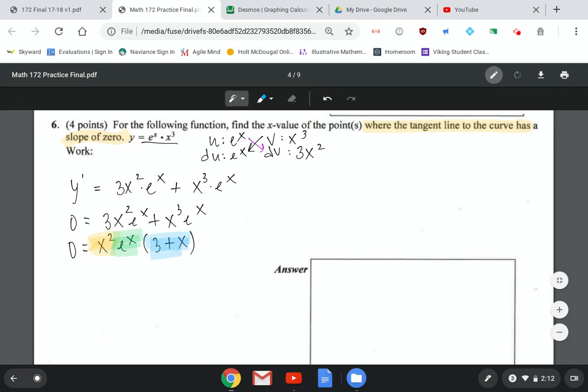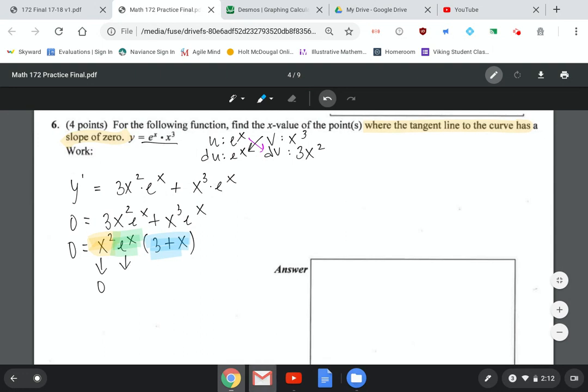You need to set each of your factors equal to 0 in order to find all the places that equal 0. Because if x squared equals 0, well, x squared times the next factor times the next factor, 0 times anything is just 0. So that's going to be 0. X squared set equal to 0 is just 0.